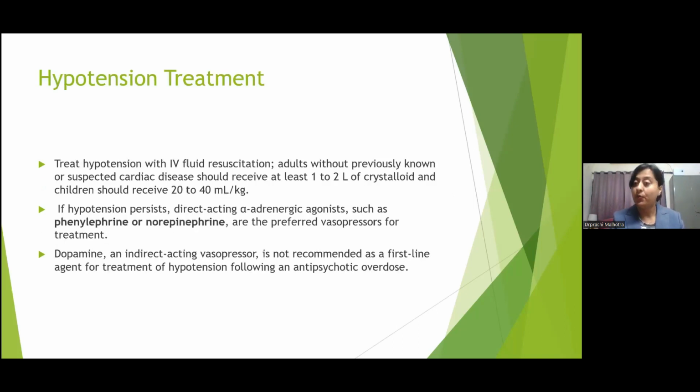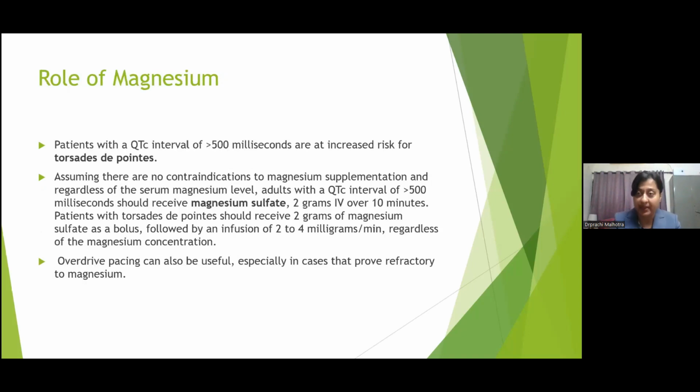And how will you treat hypotension? If the patient has hypotension, treat it with IV fluid. You can give 1 to 2 liters of crystalloid initially, and children can receive around 20 to 40 milliliters per kg body weight of fluid. If hypotension persists even after giving 2 liters of crystalloid, you can start noradrenaline. Dopamine is usually avoided in antipsychotic drug overdose.